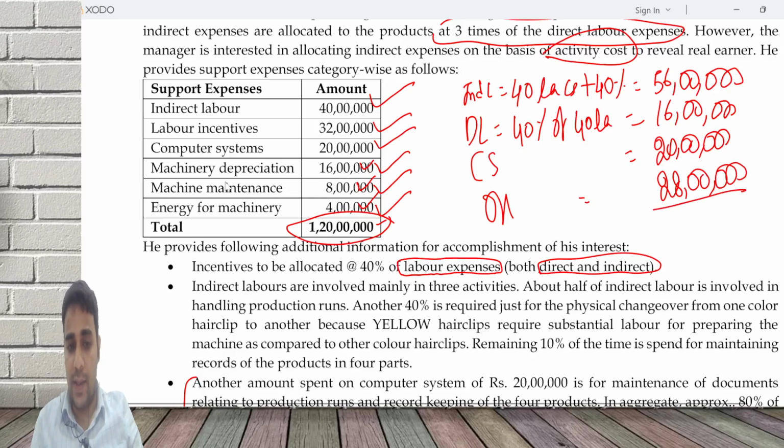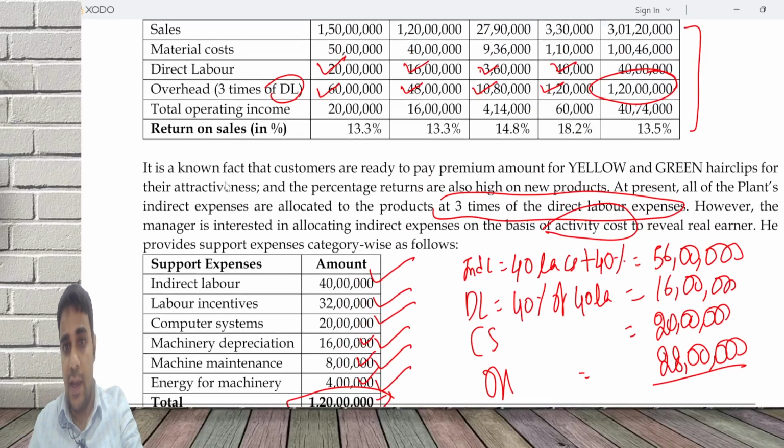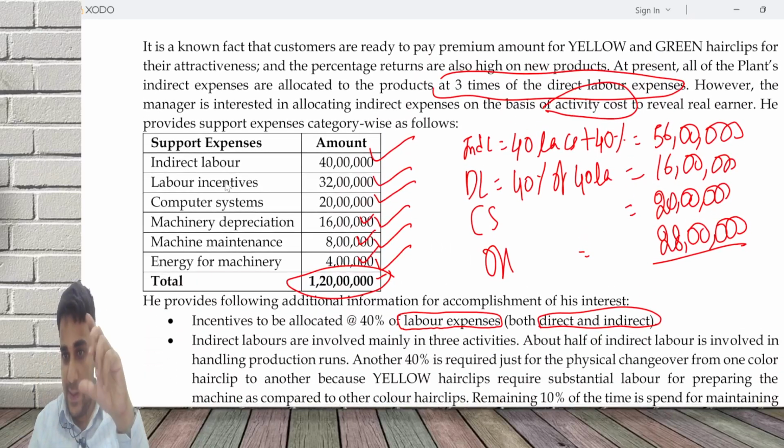How to apportion what is given below. So I have four categories of expenses. Indirect labor: 40 lakh plus 40% incentive. Direct labor: 40 lakh. What is 40% of 40 lakh? 40 lakh is the direct labor figure. Incentives for them. Computer systems is 20 lakh.